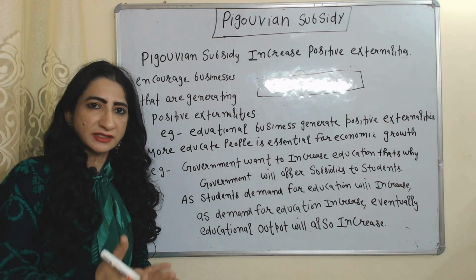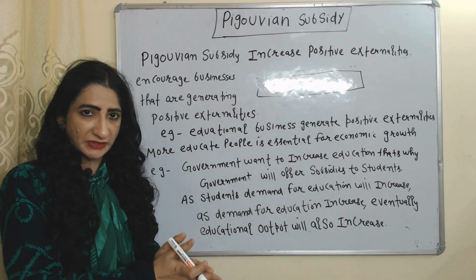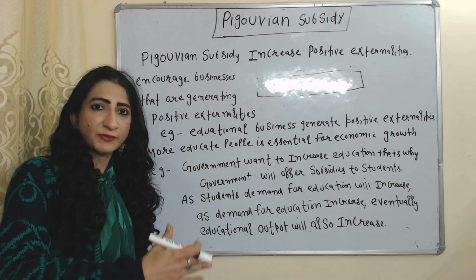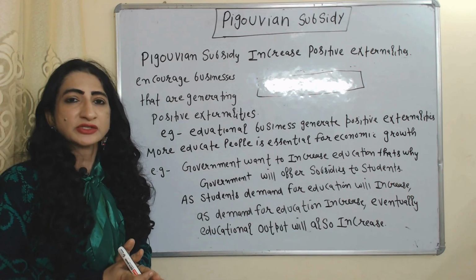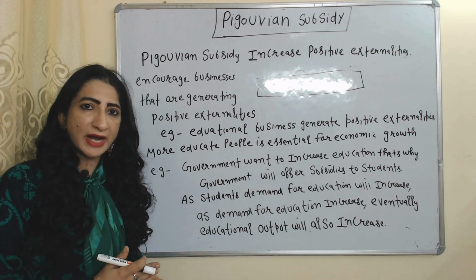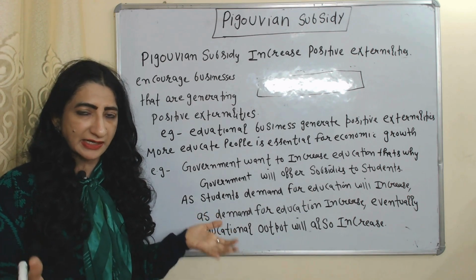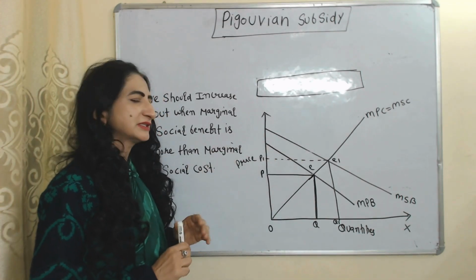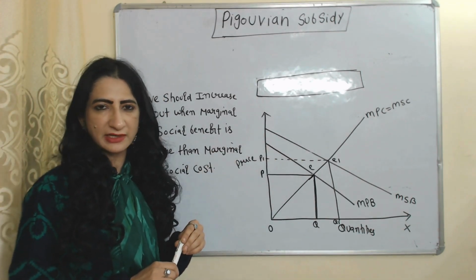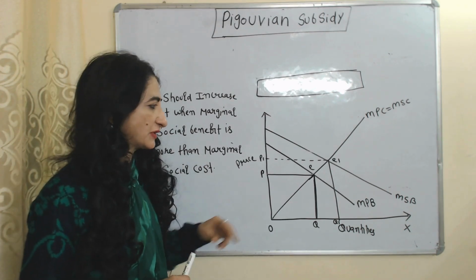When students receive subsidy, obviously they will increase demand for education. As they increase demand for education, eventually educational output will also increase. So we can say that government provides subsidy in order to increase positive externalities. It will be called Pigouvian subsidy. Now with the help of this diagram, we will understand Pigouvian subsidy. We will continue with the same example of education.